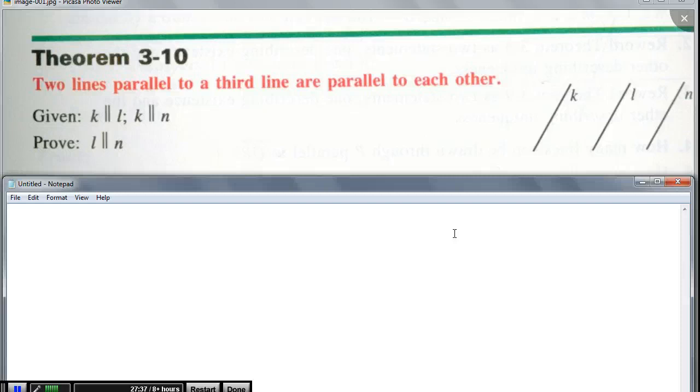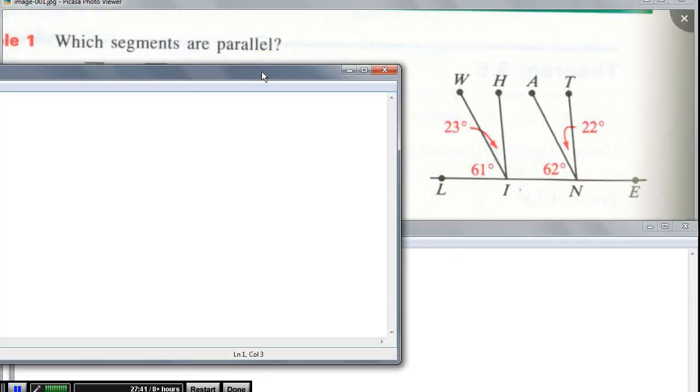Again, you don't have to write this down, but I want you to take a look at this example. It says, which segments are parallel? Take a look at this. That's not the important part. Which of these segments are parallel? Think about it.